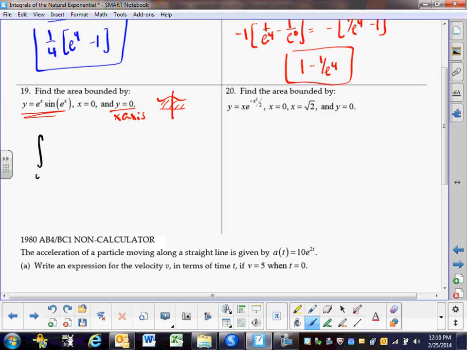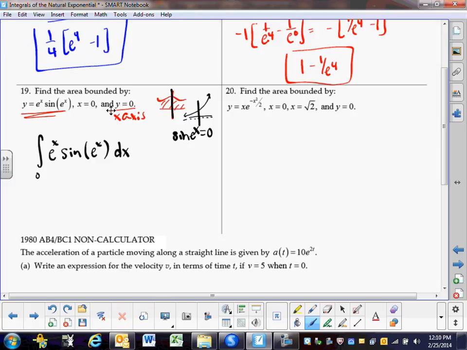Okay, the next one's a little bit trickier because they didn't give us both of the x's. They're still telling us curve and x-axis, so it's still just a regular integral. However, we have to know that we're starting at x equals 0 and where to end for the next spot. Okay, so if we're starting at x equals 0, we need this to be bounded.